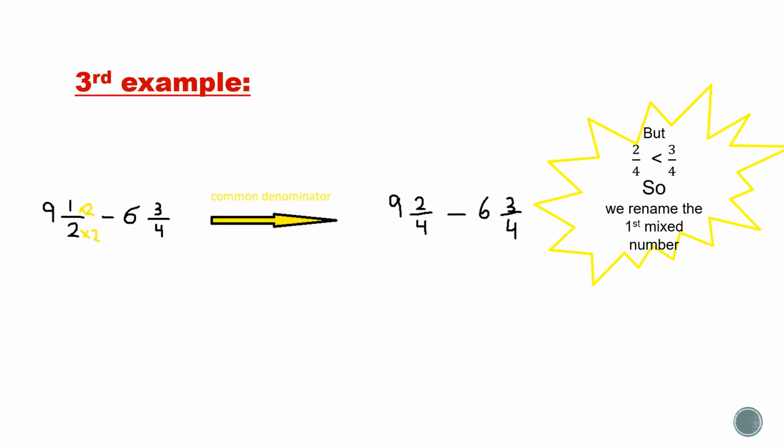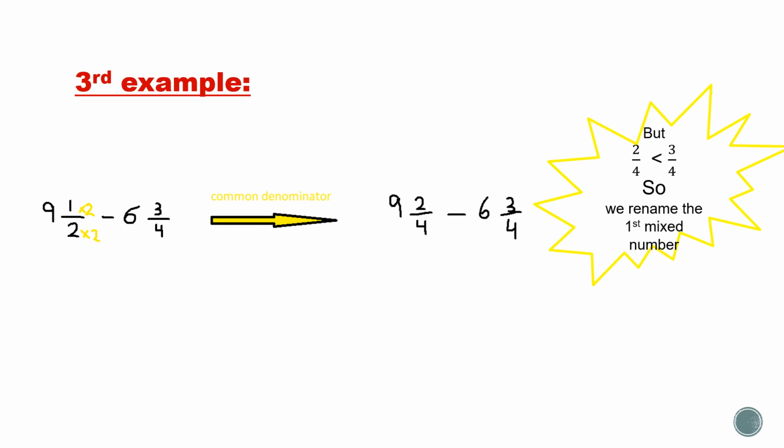Okay, let's work now on a third example, which is 9 and 1 over 2 minus 6 and 3 over 4. We need to change the fractions into fractions with common denominator. This is done by multiplying the numerator and denominator of the first fraction by 2, because when looking at the denominators 2 and 4, notice that 4 is a multiple of 2. And we get 9 and 2 over 4 minus 6 and 3 over 4.